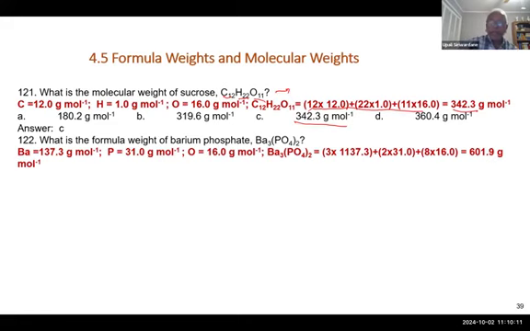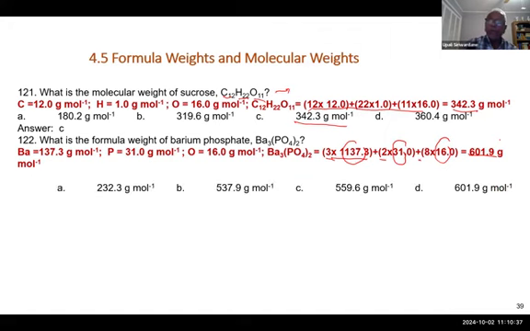Barium phosphate. This is barium's atomic mass. This is phosphorus. This is oxygen. You count the number of barium atoms, it's 3. Phosphorus is 2. Oxygen is 8. You get the mass. The answer is here.